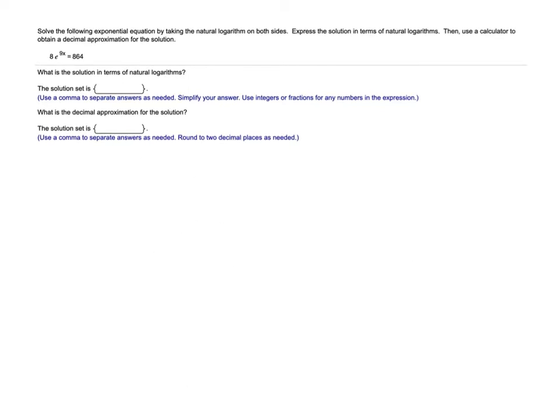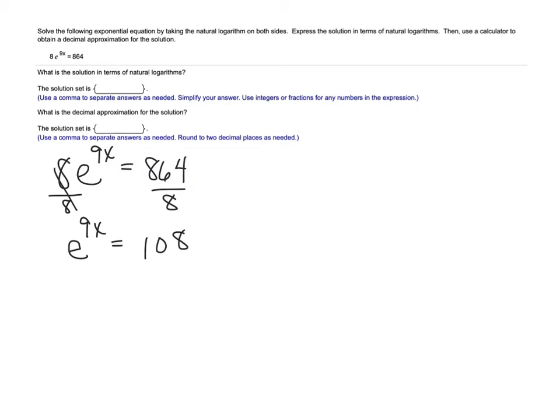Okay, here's another example similar to the last one. We have 8e to the 9x equals 864. We're going to take the log of both sides. First, let's clear that 8 out and divide it out to the other side so we can get e by itself before we take the natural log. 8 goes into 864, let's see, 108.